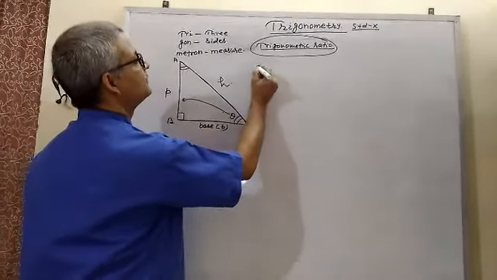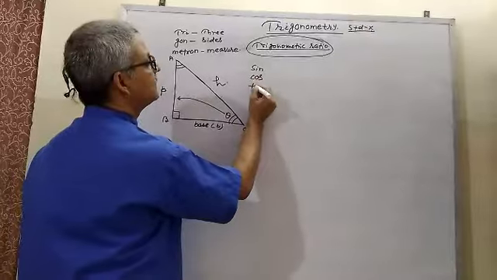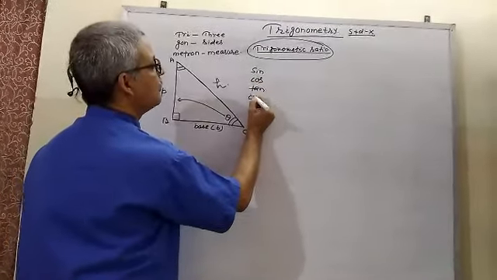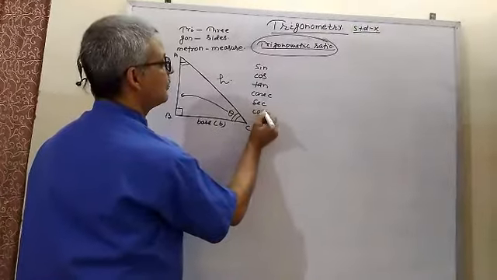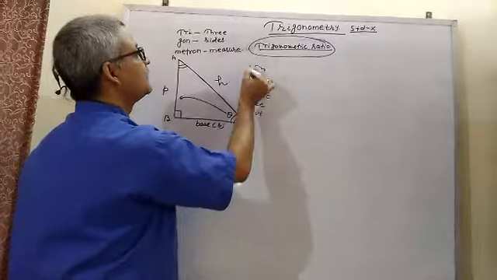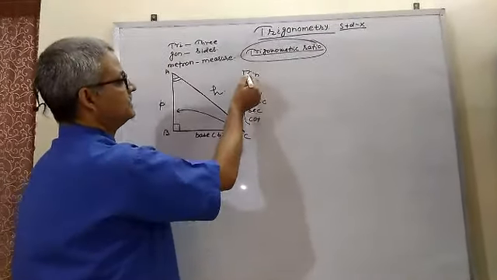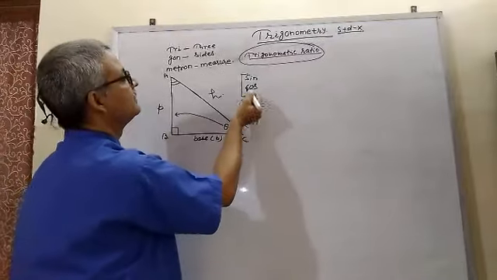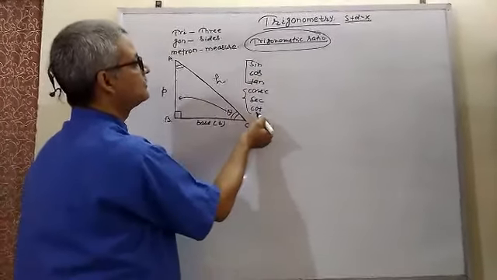Now there are 6 trigonometrical ratios, and the whole of trigonometry is based on these 6 ratios, which are called sine, cos, tan, cosec, sec and cot. Mainly 3 ratios: sine, cos, tan, and 3 are their reciprocals. The reciprocal of sine is cosec, the reciprocal of cos is sec, and the reciprocal of tan is cot.